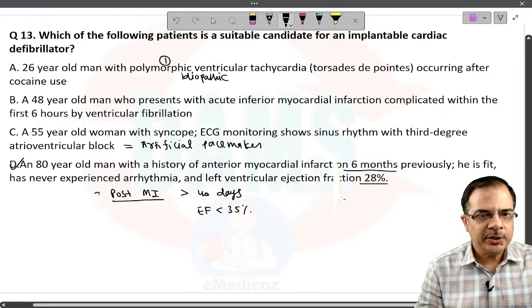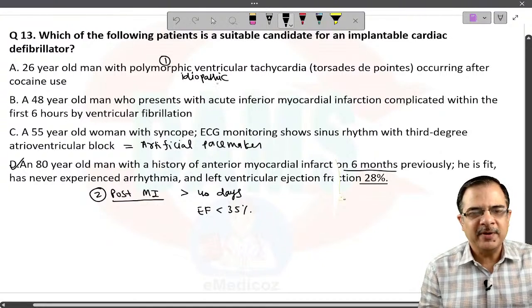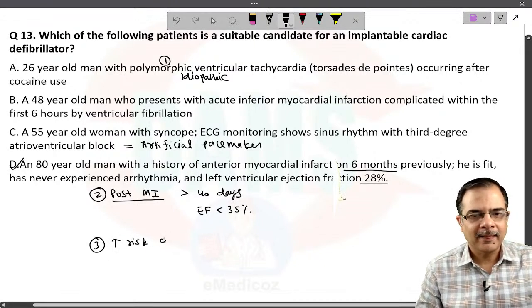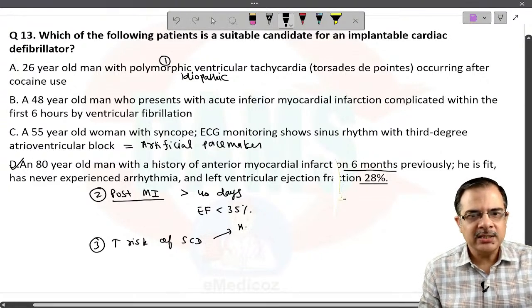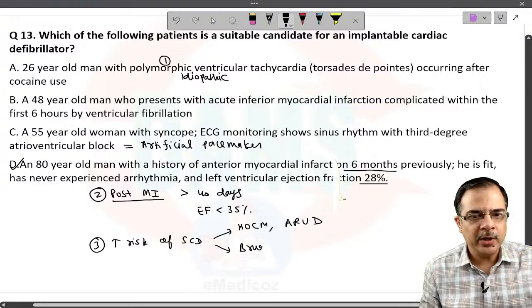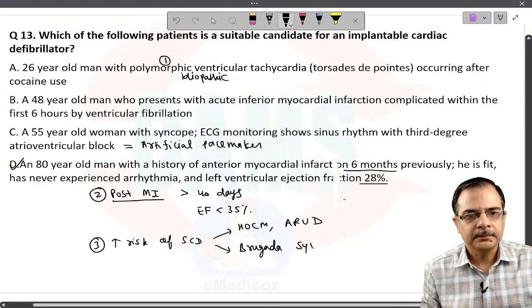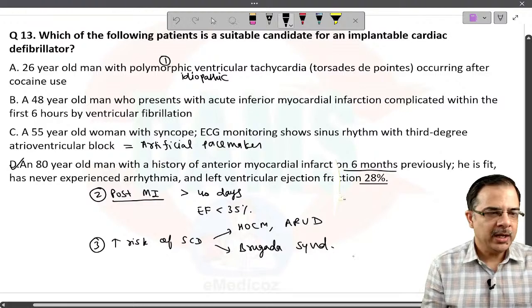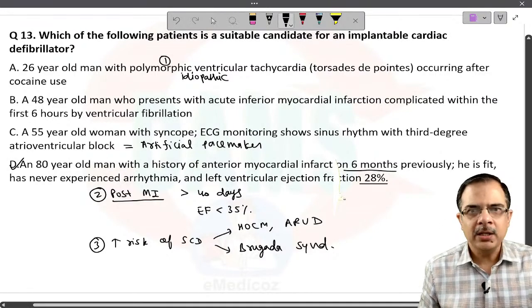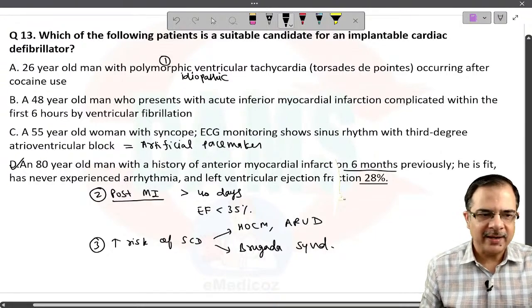Besides idiopathic ventricular tachycardia and post MI, an ICD will be given if there is a high risk of SCD, in cases of structural heart disease like HOCM, ARVD, or non-structural heart disease like Brugada syndrome. So these are other indications for putting in implantable cardiac defibrillator devices.